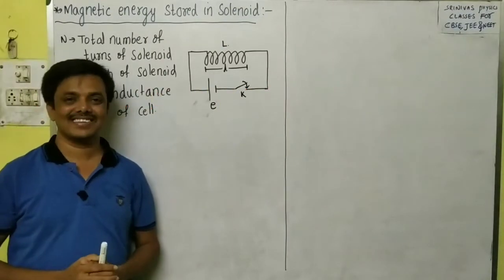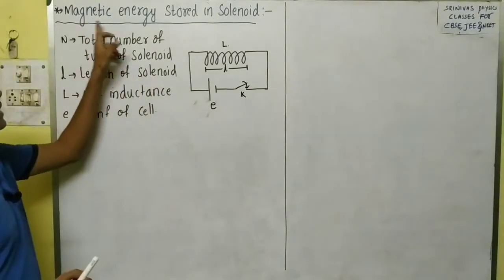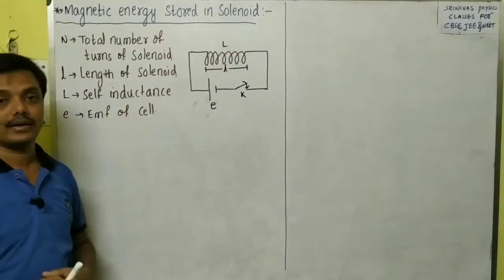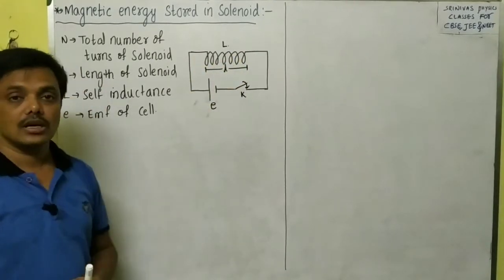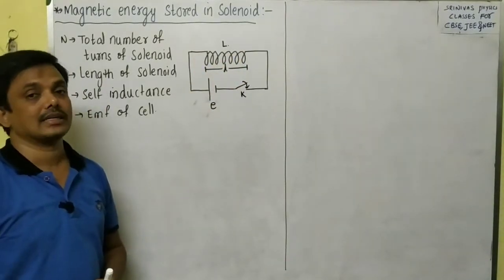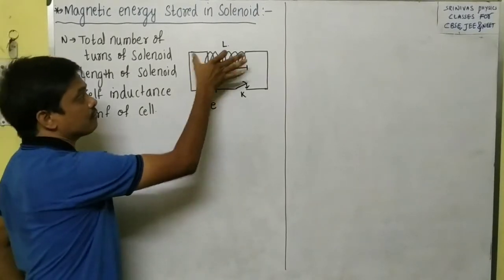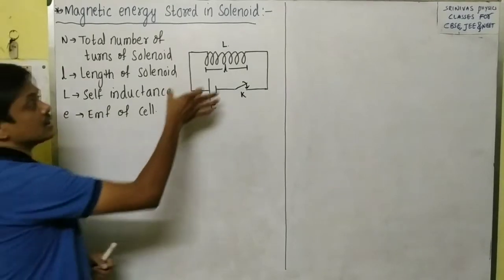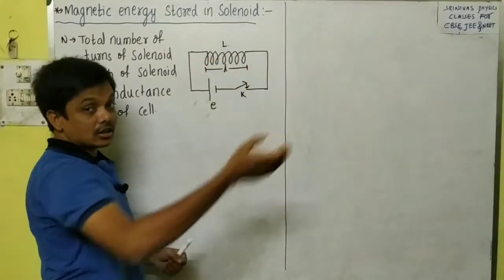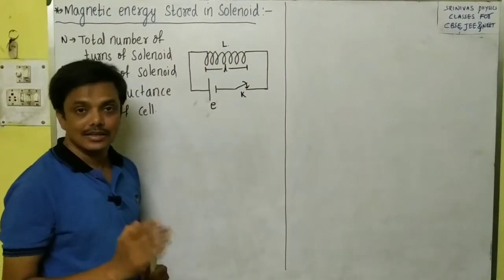Hi to all. Today's topic is magnetic energy stored in a solenoid. In this solenoid, some energy is stored in the form of magnetic energy. That energy formula I am going to derive. And I am also comparing the energy stored in the solenoid with the energy stored in a capacitor. This is the thing that I am going to do.